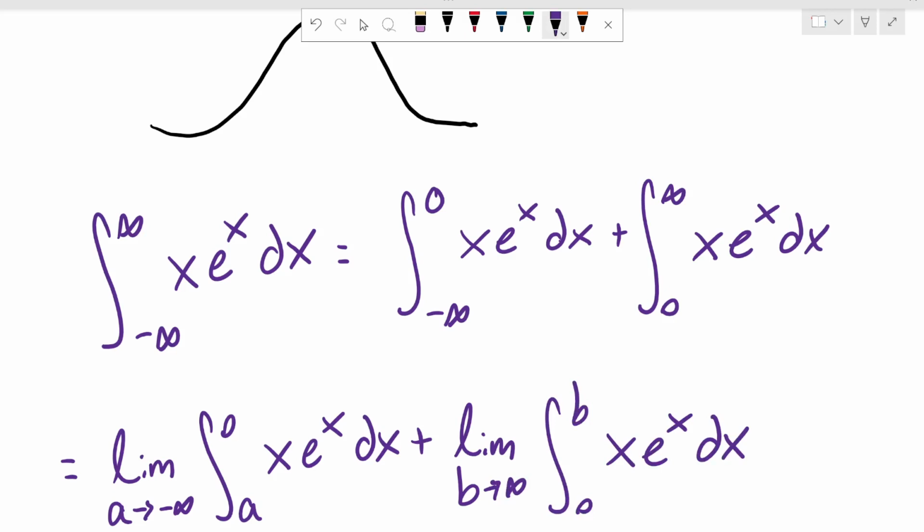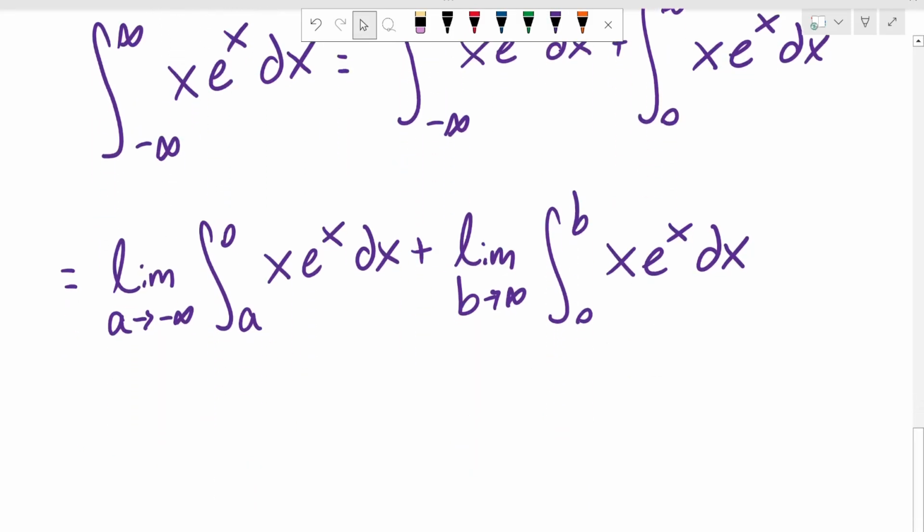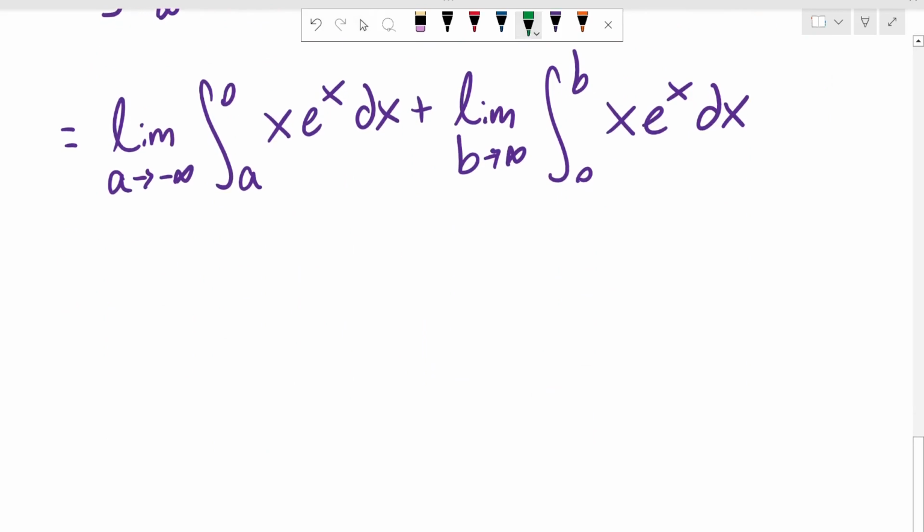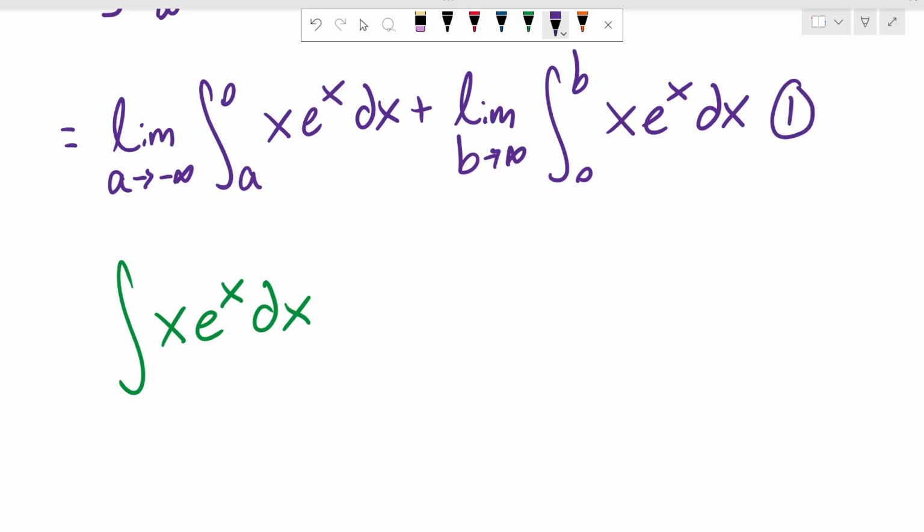Okay. Now x e to the x, we did a similar one in the integration by parts video, but as you might expect, you do need integration by parts for this. So let's just do the integral itself on the side here, so we don't have to keep rewriting this every single time. A nice way to keep track of this is maybe you label this as 1, and then you refer back to 1 later on, just to make it clear.